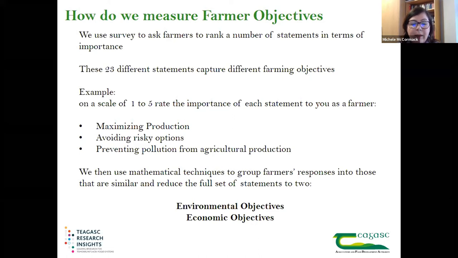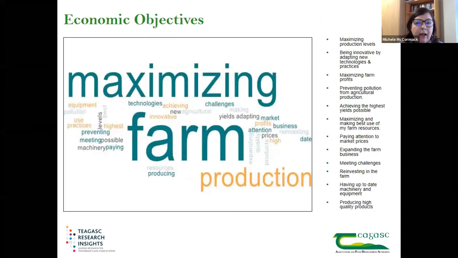Then we used mathematical techniques, a technique called factor analysis, to reduce all of those statements and responses into smaller groups. We ended up with two very distinct groups, which we named environmental farmers, who have an environmental objective, and farmers who have an economic objective. Down along the right-hand side, you can see all of the statements that group together.